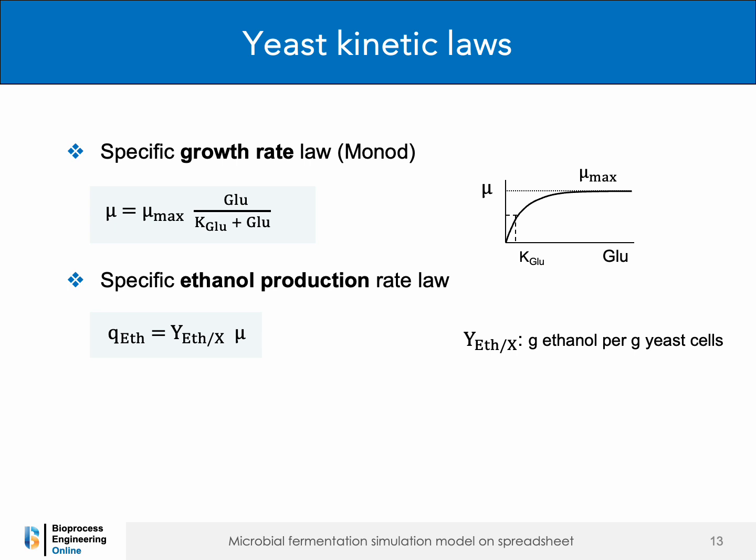The growth-associated ethanol production rate, Qeth, is simply taken proportional to the specific growth rate. Qeth equals Yeth over X mu. The proportionality constant is the stoichiometric coefficient Yeth over X in grams ethanol produced per gram cells produced.